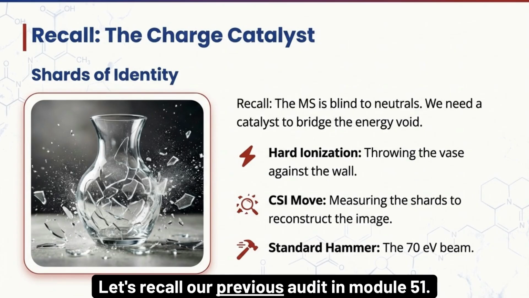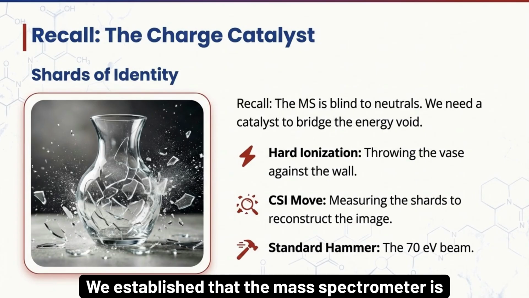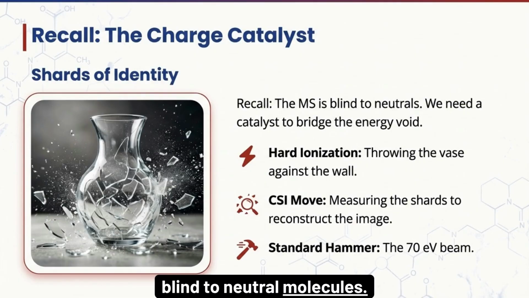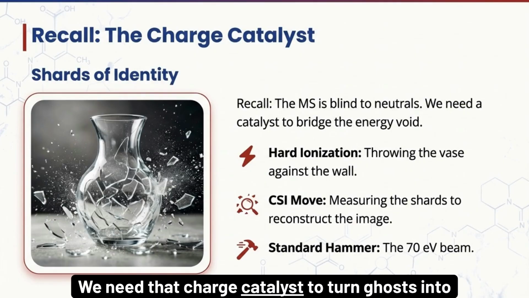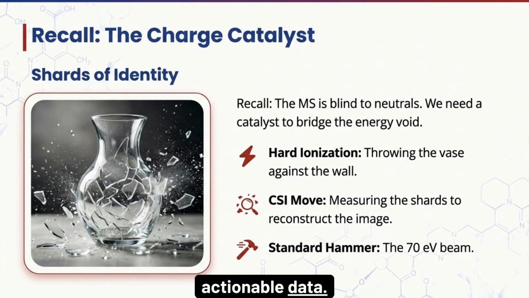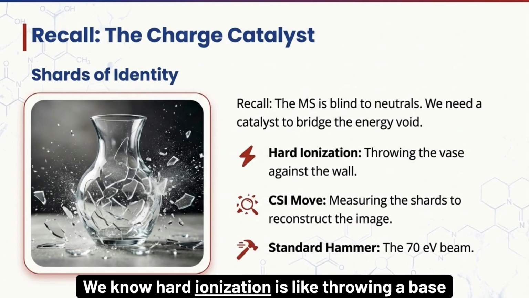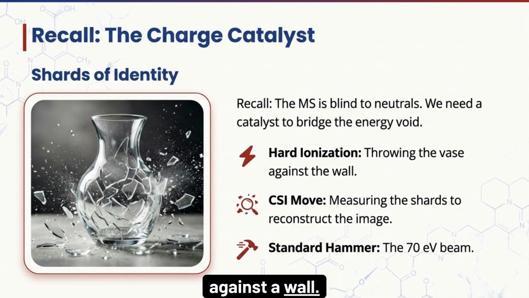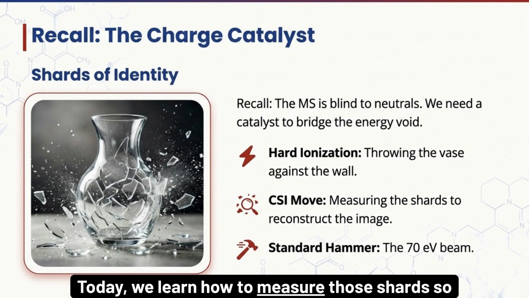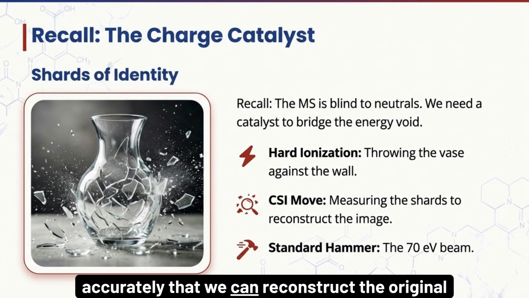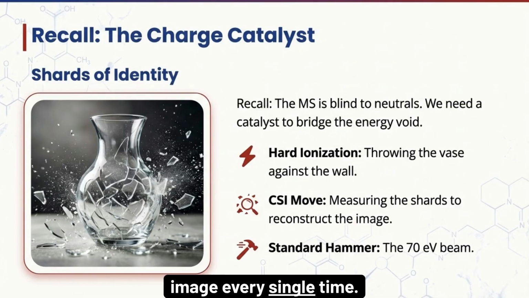Let's recall our previous audit in Module 5.1. We established that the mass spectrometer is blind to neutral molecules. We need that charge catalyst to turn ghosts into actionable data. We know hard ionization is like throwing a vase against a wall. Today, we learn how to measure those shards so accurately that we can reconstruct the original image every single time.